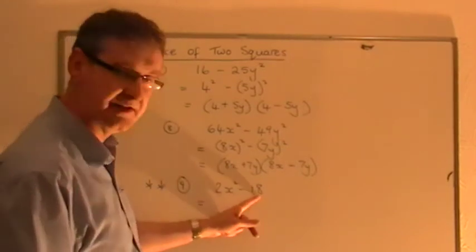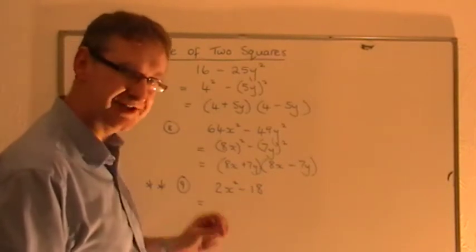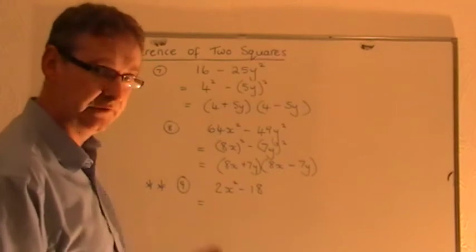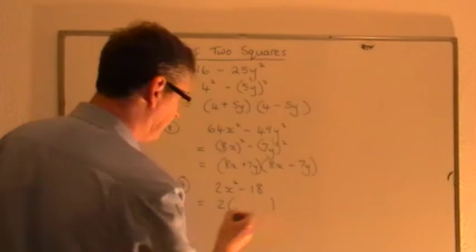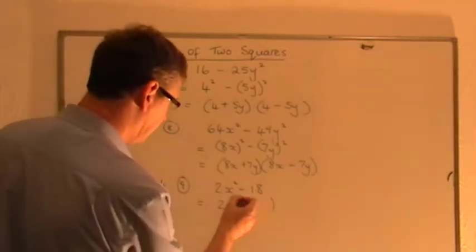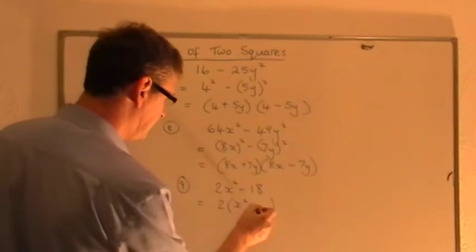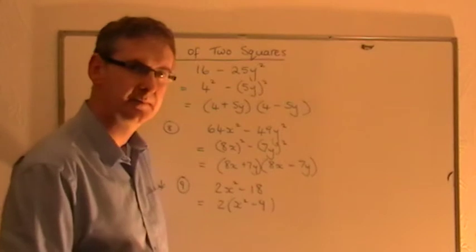The number 2 actually fits into both 2 and 18. So if it's got a common factor, you should take that common factor out first. So you take out the 2, and for the moment, everything else goes in the bracket. 2 times x squared gives you 2x squared. 2 times minus 9 gives you minus 18, so we get to there.